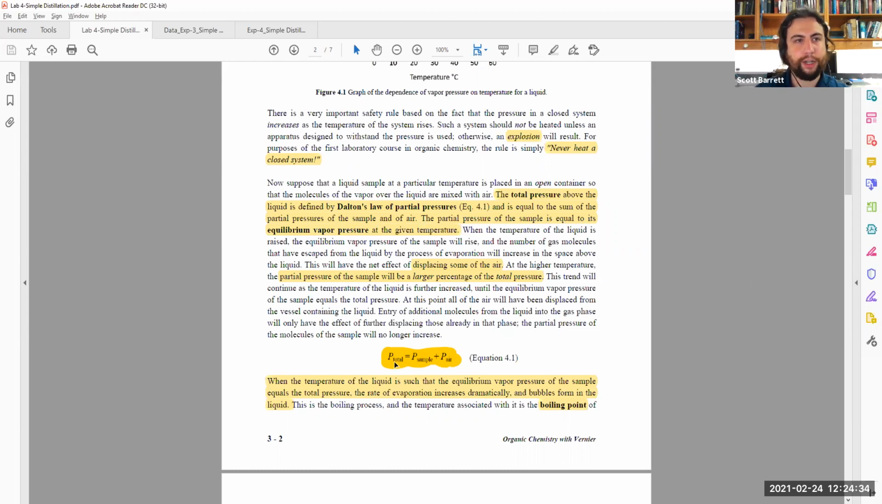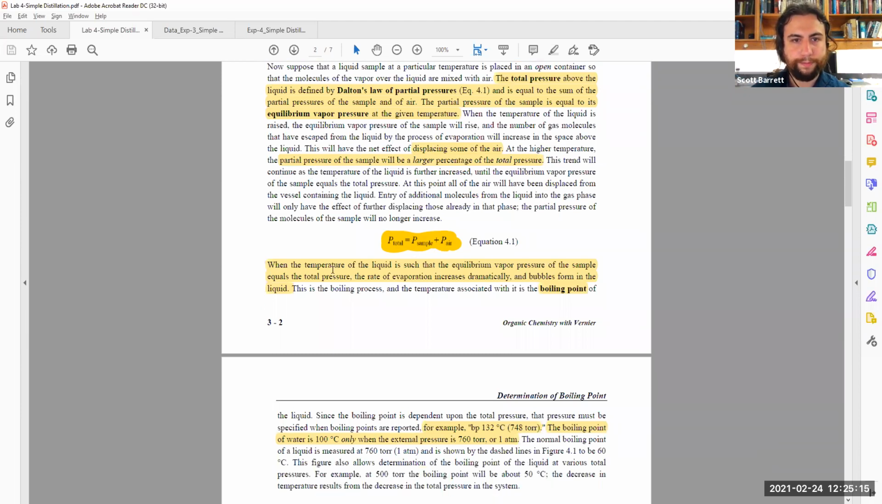So here, the total pressure of the system is equal to the pressure of the sample plus the pressure of the air. And this is a better example of the system that we're using here, because we'll be performing this within open air. And so what happens is that we'll have a net effect of displacing air whenever we are increasing the temperature of a given system. So at the higher temperature, the partial pressure of the sample will be a larger percentage of the total pressure, because the air is being displaced, whereas the pressure of the sample is increasing as we increase this temperature.